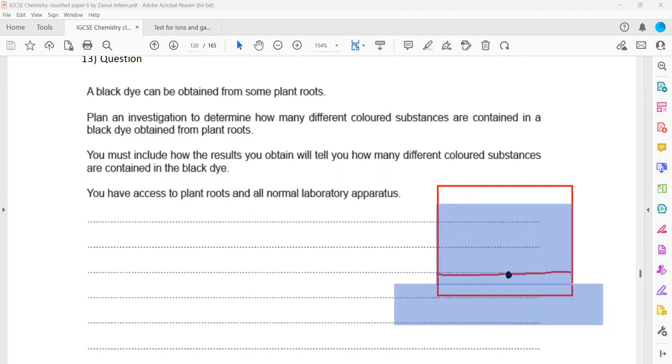And how will we know how many colored substances are there? The number of spots shows the number of colored substances.